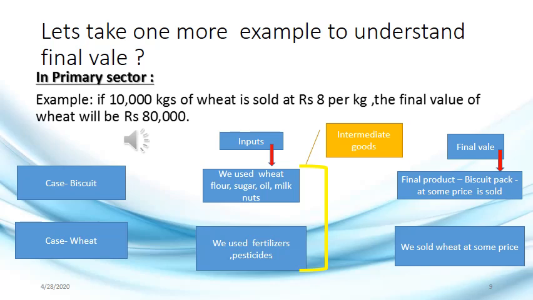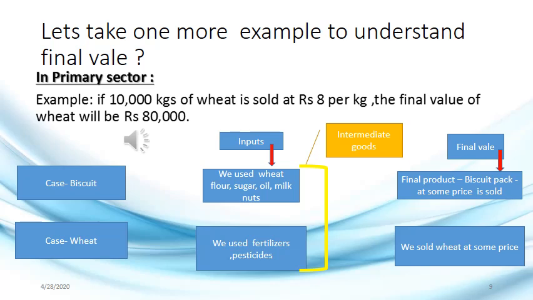Right? So that is how you can take, for example, from the primary sector, one example I have taken. Based on these two cases of biscuit and wheat, I have just taken two examples to convince you what is called final value. In the case of biscuit, we use so many inputs. In the case of wheat also, we will be using so many inputs like fertilizer and pesticides. So the final value of wheat.